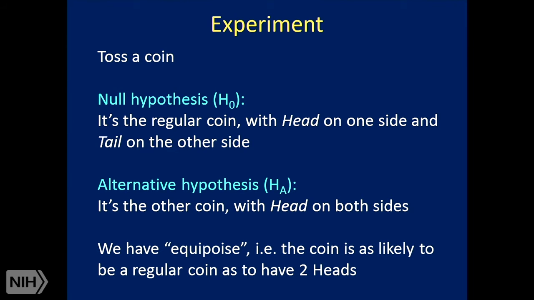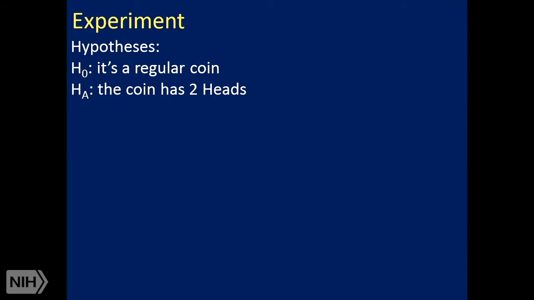And we have equipoise. I talked about it yesterday, that it could be one or the other. We don't know. It's equally likely that we have the regular coin as it is to have the 2-headed coin. So I'm going to put this sort of in the corner. There's the experiment. The null hypothesis is that it's a regular coin. The alternative hypothesis is the coin that has 2 heads. So I'm going to toss the coin and give you the data.